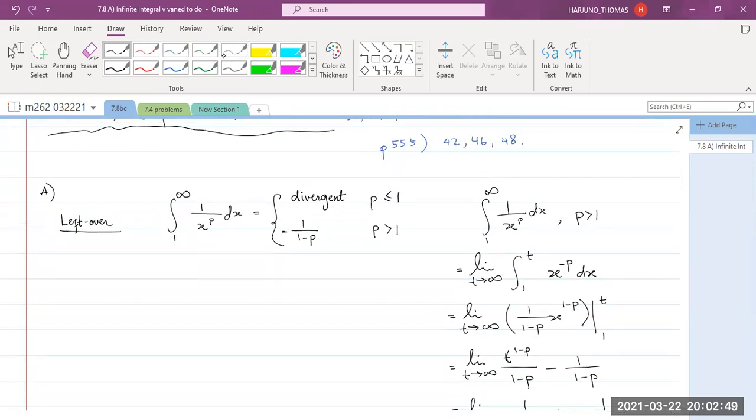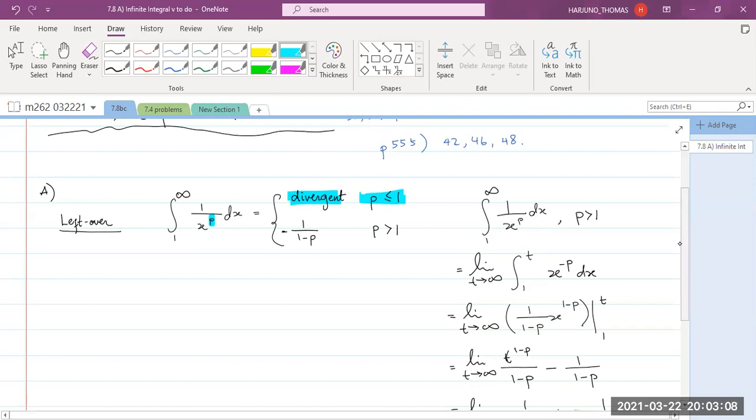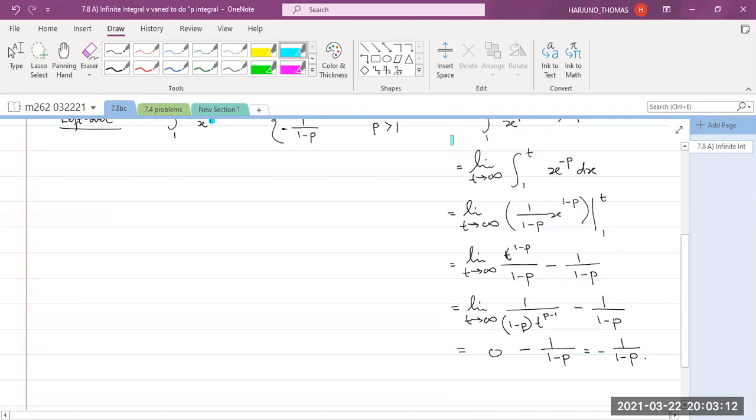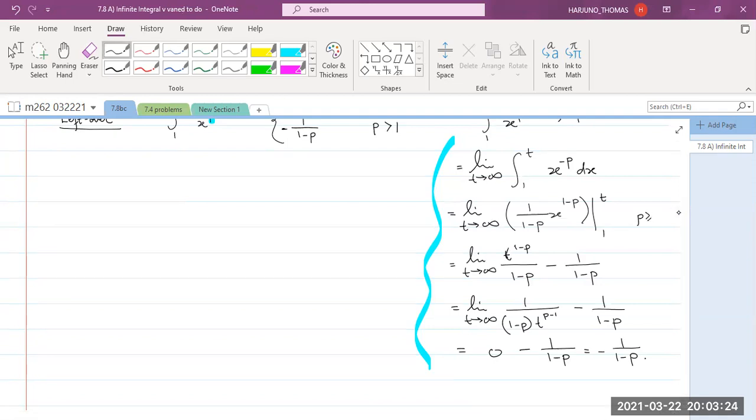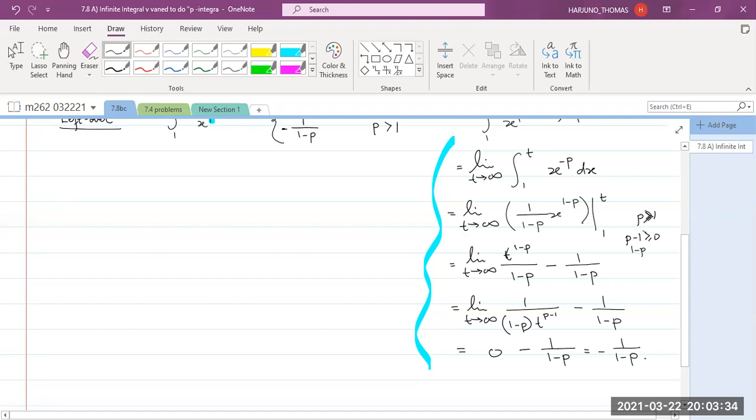Basically, if the exponent is less than or equal to 1, then this integral will go to infinity. Oh, you didn't see this one in the video? I think I went over this though. I believe I went over this. Maybe I just used different notation. Yeah, because of this: if p is greater than 1, that means p minus 1 is positive and 1 minus p is negative. No equal sign.